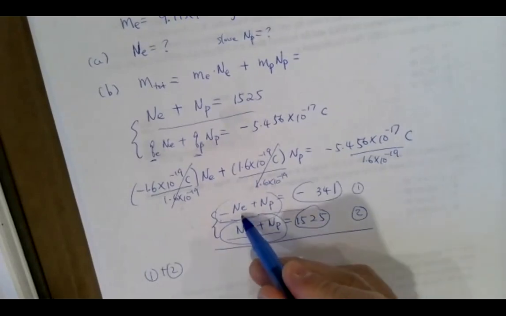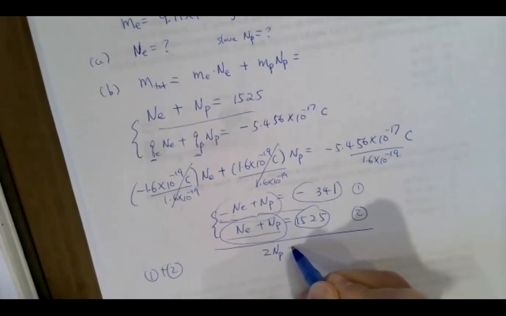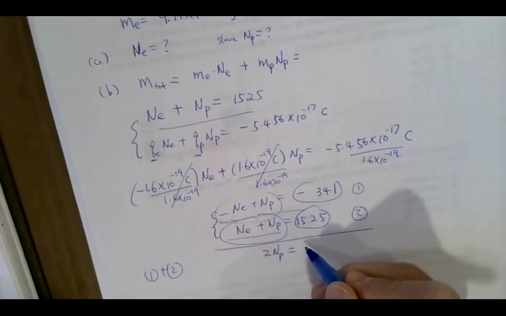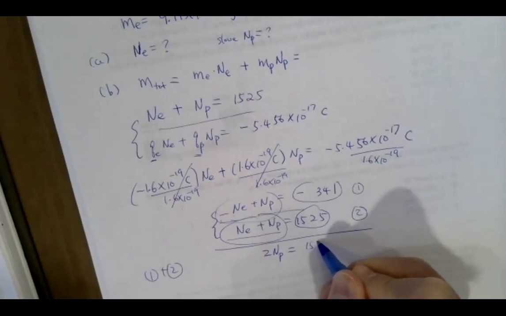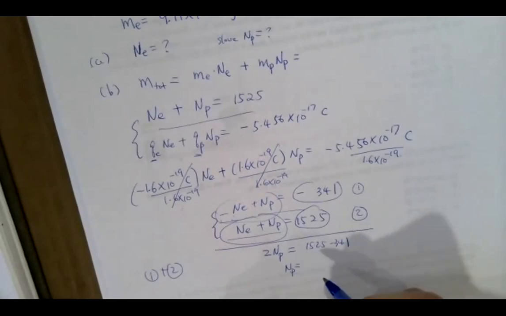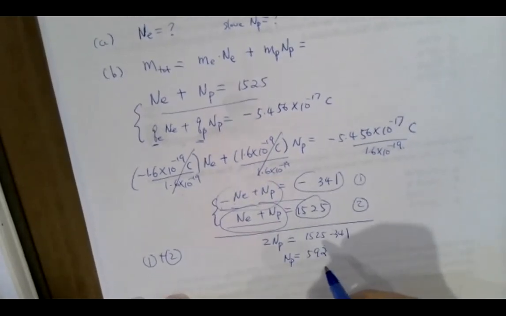So then minus and positive will cancel out, so we'll have 2 MP on the left-hand side equals this guy minus that guy. So 1525 minus 341, okay? So you solve for that. The number of protons will be 592.